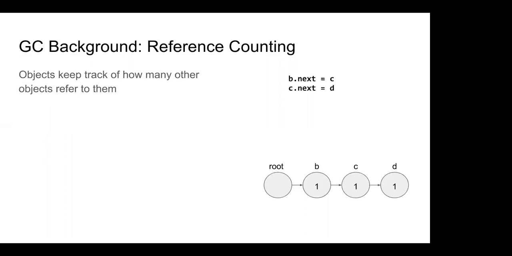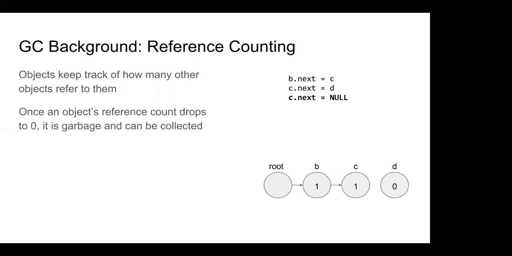I've got a little diagram here of what you would get if you, in some programming language, had an object called B that had a next, and you assign that to C, and then C has a next, and you assign that to D. B has a reference coming from the root of your program, or some sort of root. C has a reference from B, and D has a reference from C. So they all have a count of 1.